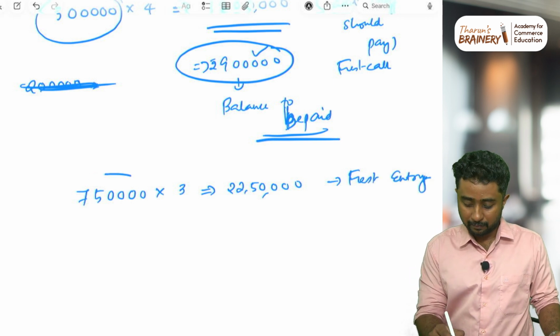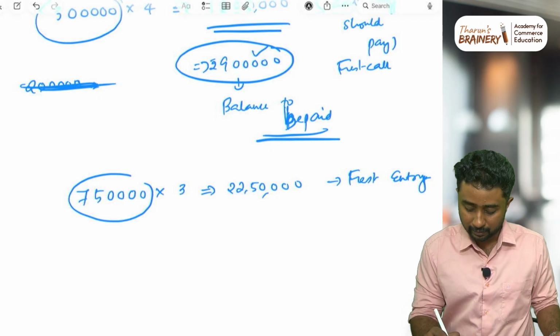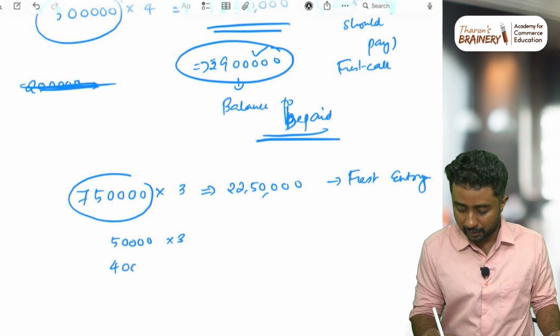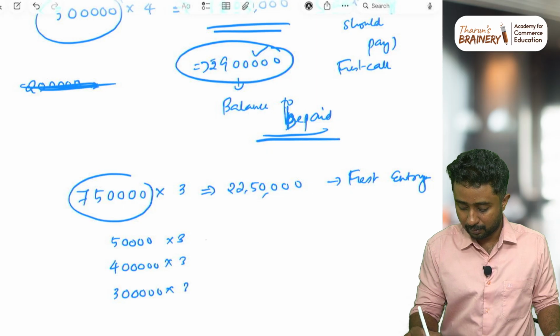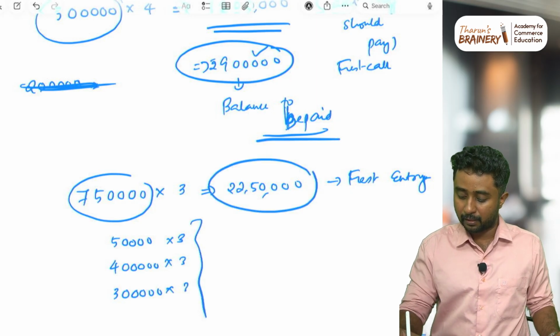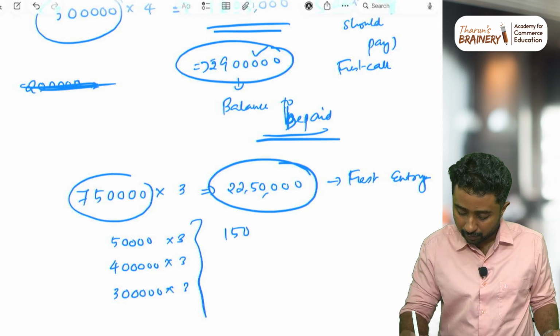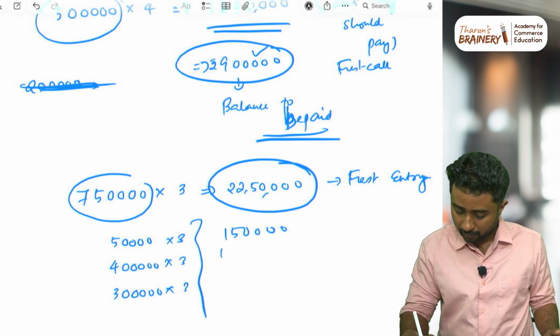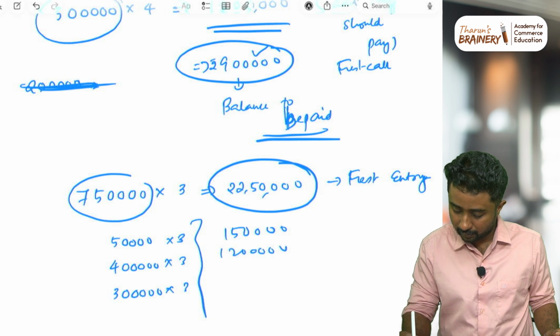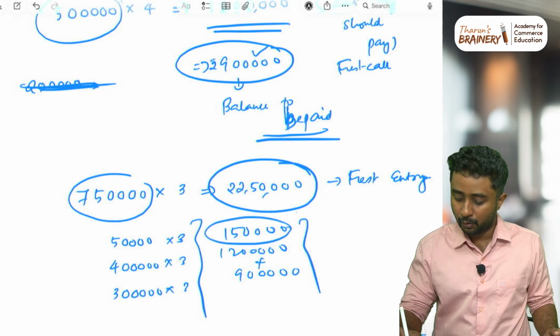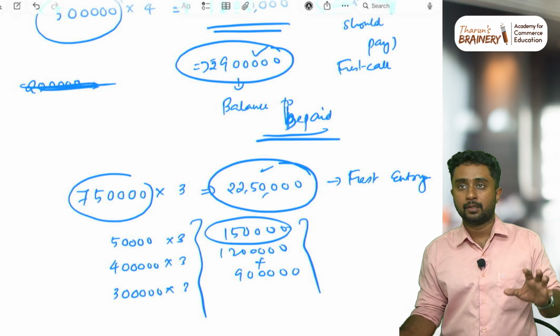The 7,50,000 into 3 we can split into 3 categories. The first category is 50,000 into 3. The second category is 4 lakh into 3. The third category is 3 lakh into 3. If you add all these, you will get 22,50,000. If you have doubt, you can check. 1,50,000 is here. Then 4 lakh into 3 is 12 lakhs. 3 lakh into 3 is 9 lakhs. So 12 lakh plus 9 lakh is 21 lakhs. 21 lakhs plus 1,50,000 gives 22,50,000. So the first entry is done.